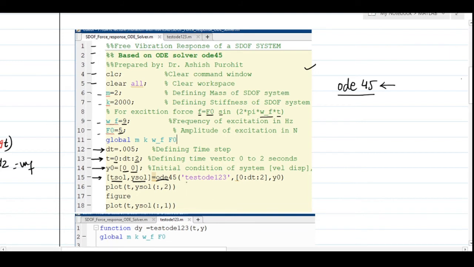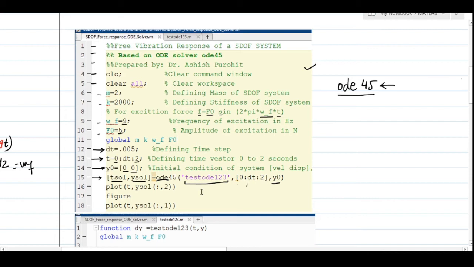So after ODE45, I am writing test ODE123, this is a function I have created, because in this function I am writing my equation which I have derived through the state space formulation. Then this is my time input and this is my initial condition. The same we have already seen in our previous lecture. So let's move ahead. Line 16 and line 18 are just plotting of my displacement and the velocity.